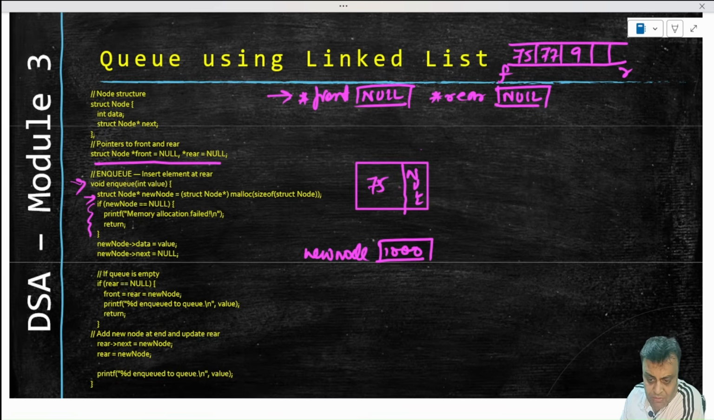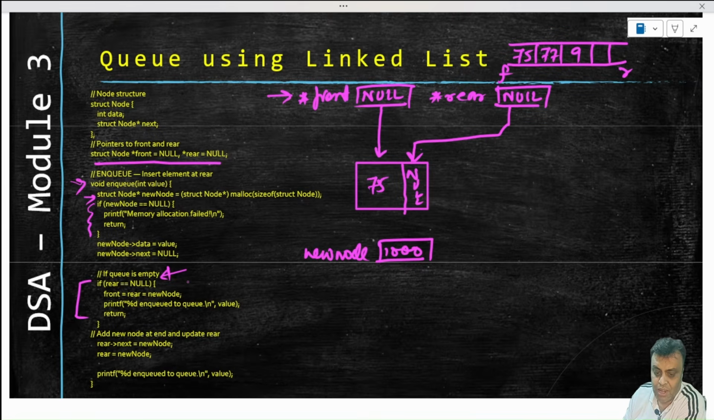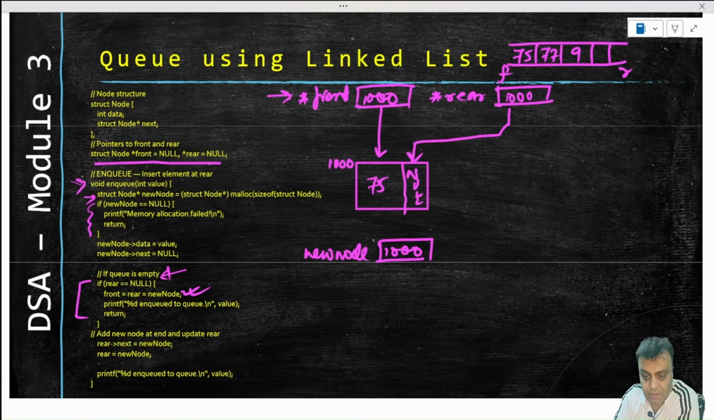Now, if we have a new node created, then if for the first time the queue is empty, both front and rear are null. If front and rear are null, which is the case in our case, then this code will fire. So as I said, front will need to be positioned here, rear will also need to be positioned here, right? So front equal to rear equal to new node. So inside front and rear we will have 1000. Why 1000? Because this was returned by malloc as 1000.